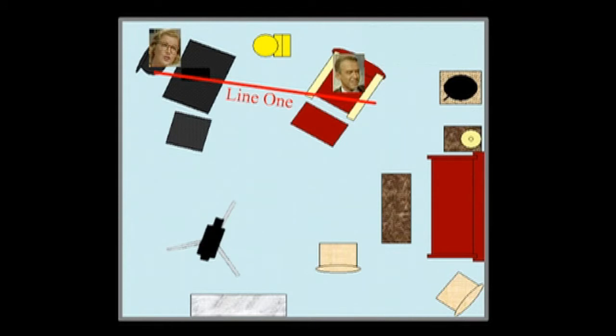Remember, the camera will be placed on this side of the line only. Otherwise, the cinematic space will become illegible. On this side of the line, there are 180 degrees of space that can be safely occupied by the camera without disorienting the viewer, hence the title, The 180-Degree Rule.